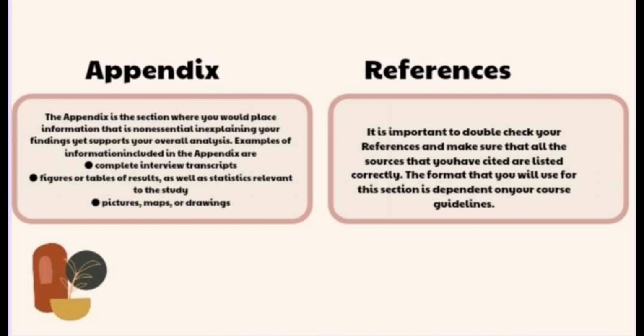Appendix. The appendix is the section where you would place information that is non-essential in explaining your findings yet supports your overall analysis. Examples of information included in the appendix are complete interview transcripts, figures or tables of results, as well as statistics relevant to the study, pictures, maps, or drawings.